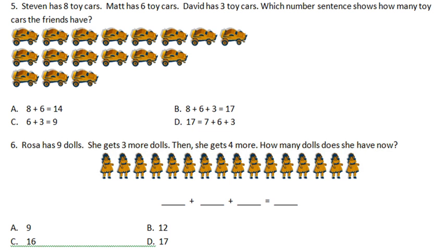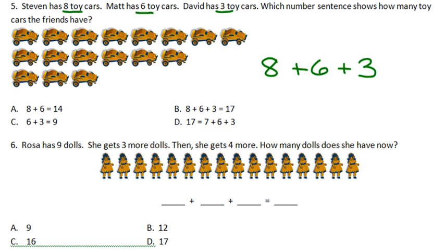Let's move on to number 5. Stephen has 8 toy cars. Matt has 6 toy cars. David has 3 toy cars. Which number sentence shows how many toy cars the friends have? I see again that I have 1, 2, 3 add-ins. 8 toy cars plus 6 toy cars plus 3 toy cars.